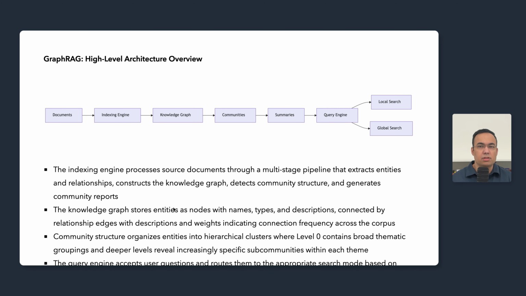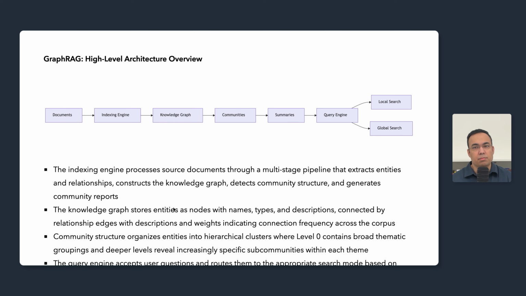The indexing engine processes the source documents through a multi-stage pipeline. It extracts the entities and relationships from the text, constructs the knowledge graph from those extractions, detects community structure within the graph using the Leiden algorithm, and generates natural language reports for each community.